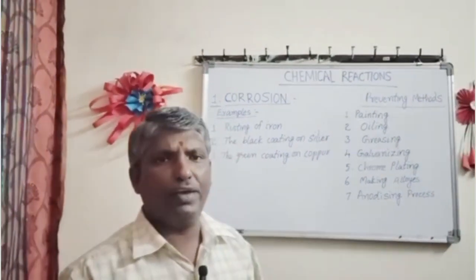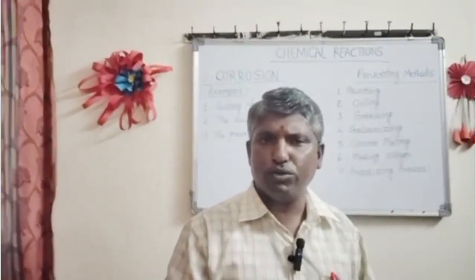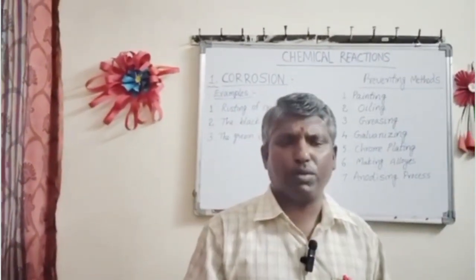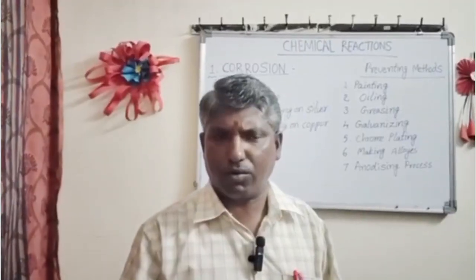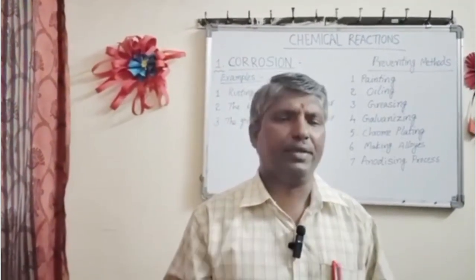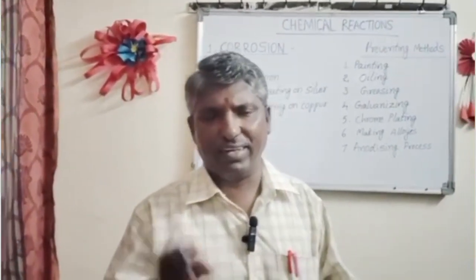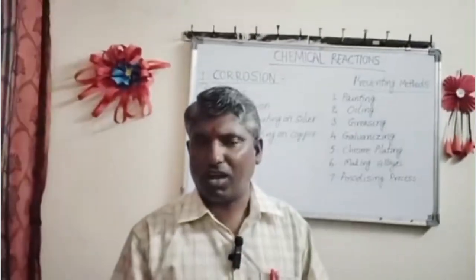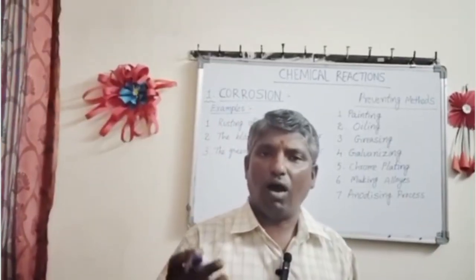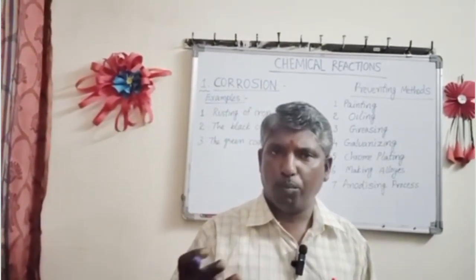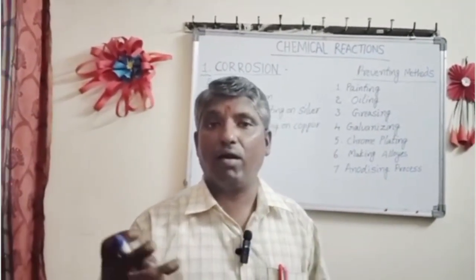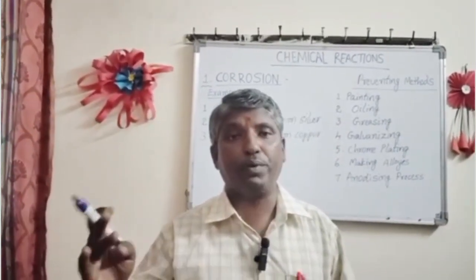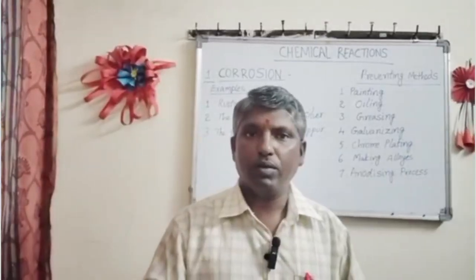Which methods do we use to prevent the corrosion problem? Generally, we use some simple techniques to prevent corrosion. Painting, oiling and greasing are general methods. But we also use some chemical methods, especially the galvanizing process, chrome plating process, making of alloys and the anodizing process, to prevent the corrosion problem.